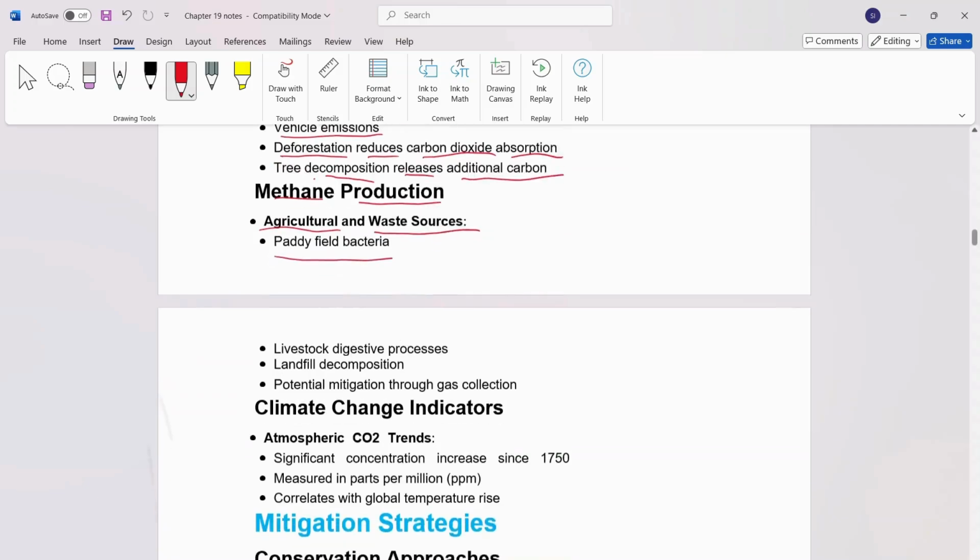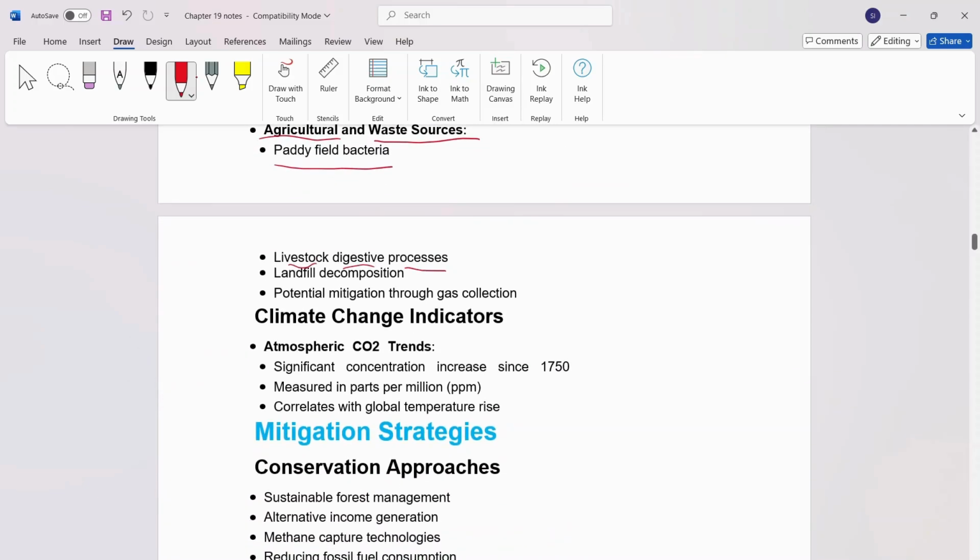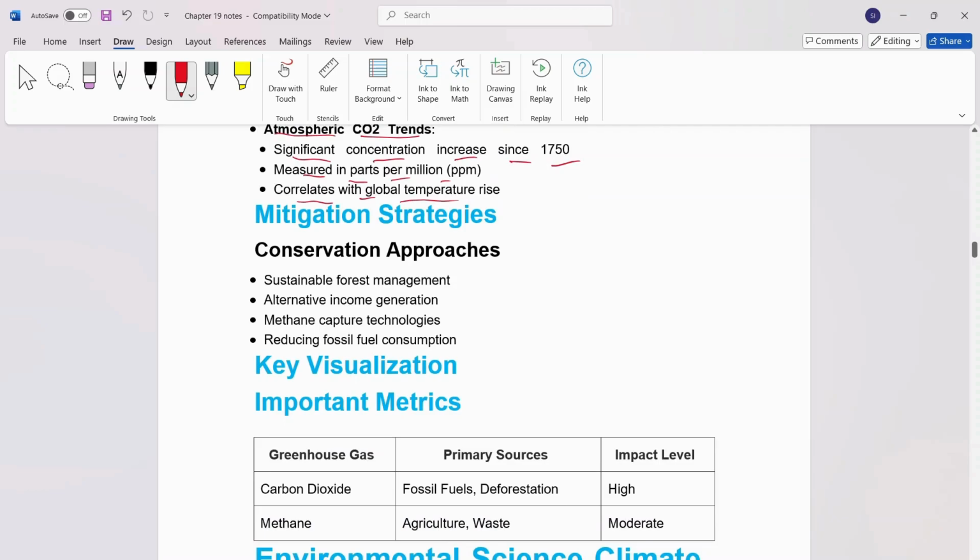Paddy field bacteria, livestock digestive processes, and landfill decomposition are sources of methane, with potential mitigation through gas collection. Some climate change indicators are atmospheric CO2 trends. Carbon dioxide concentration has increased significantly since 1750, measured in parts per million (ppm), and correlates with global temperature rise. So that's the factor of increasing global temperature due to the increase in carbon dioxide and other gases.